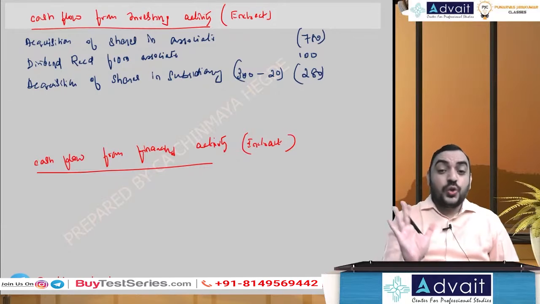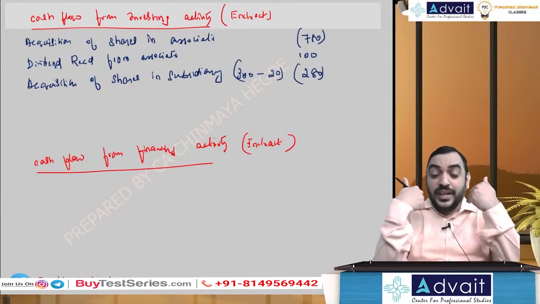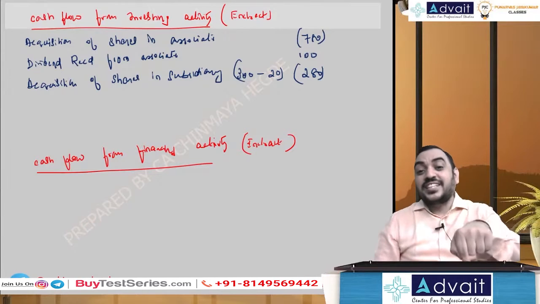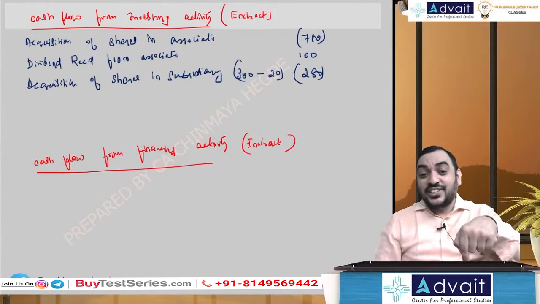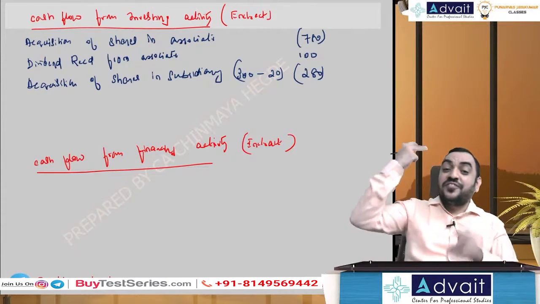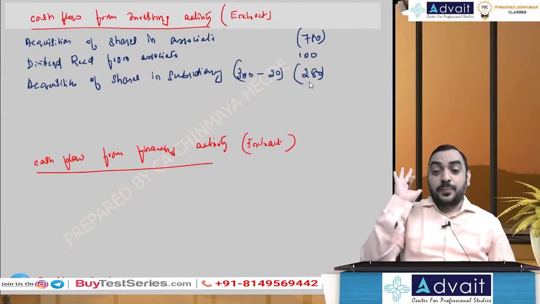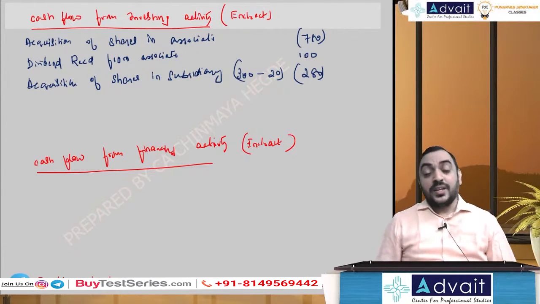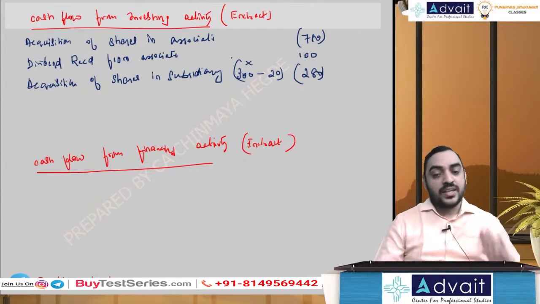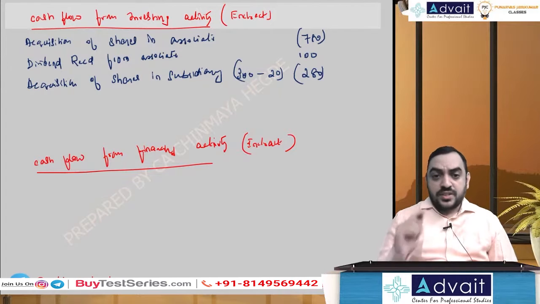If shares are issued, then what would have happened? This will be non-cash for non-cash. But to the extent of 20, it is cash received against the shares issued. This will come in financing activity. Anyway, if this is paid in cash, that's why 300 is coming. If it is not paid in cash, this 300 would not have come here. Okay, fine. Acquisition of shares and subsidiaries done.